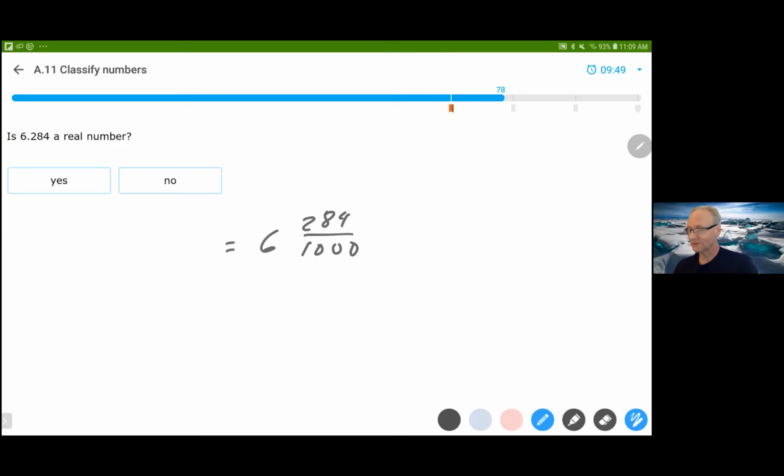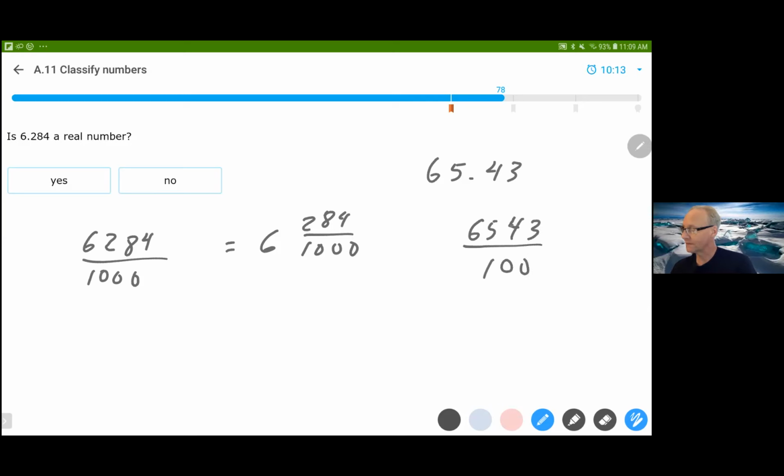Another way to write these, which is really nice, whenever you see a decimal, you can write the number that you see, 6284, over the last place, which is the thousandths place. For example, if I said 65.43, then I could write 6543 over 100. It's just a way to write these as ratios. And a real number is any number that's not complex. And of course, not only is it real, it's also rational. So yes.